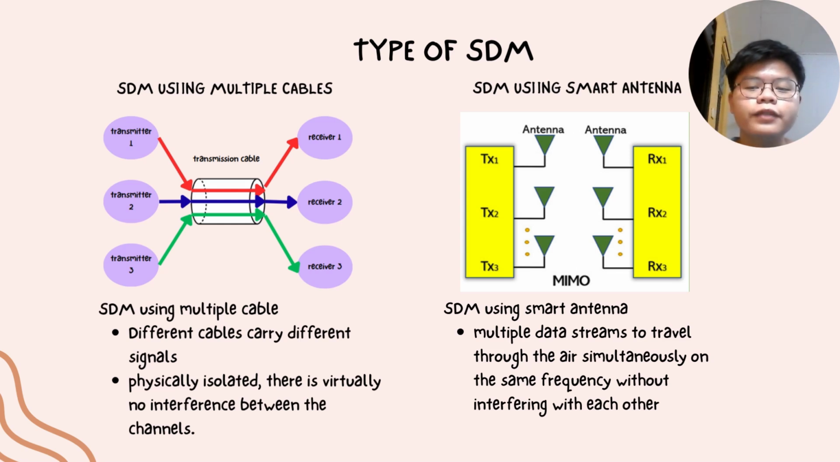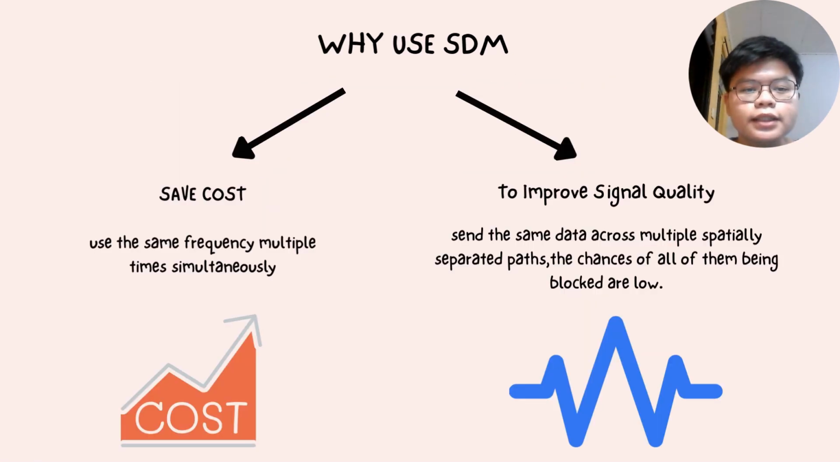Because the wires are physically isolated, there is virtually no interference between the channels. Second, we have the modern wireless version, SDM using smart antennas, often called MIMO. It allows multiple data streams to travel through the air simultaneously on the exact same frequency without interfering with each other.